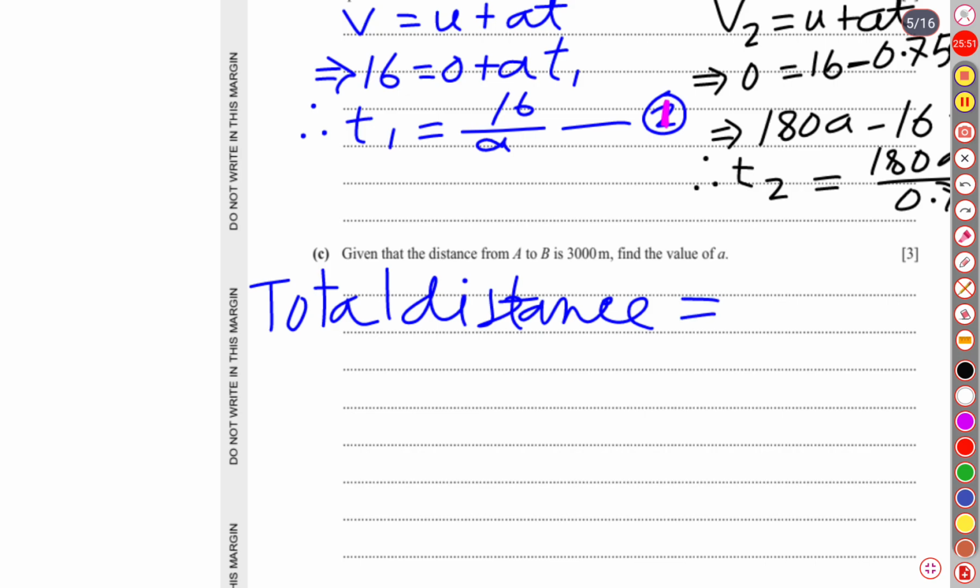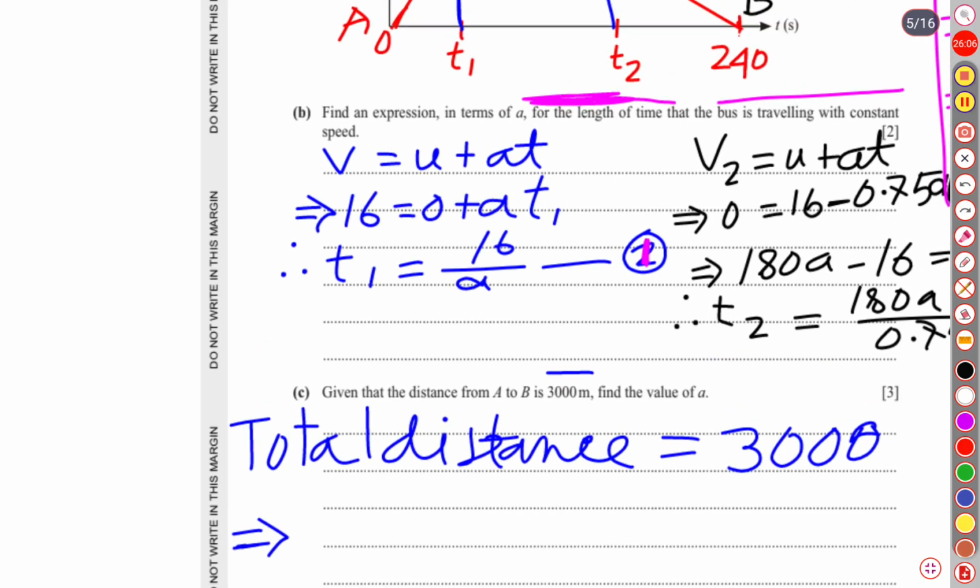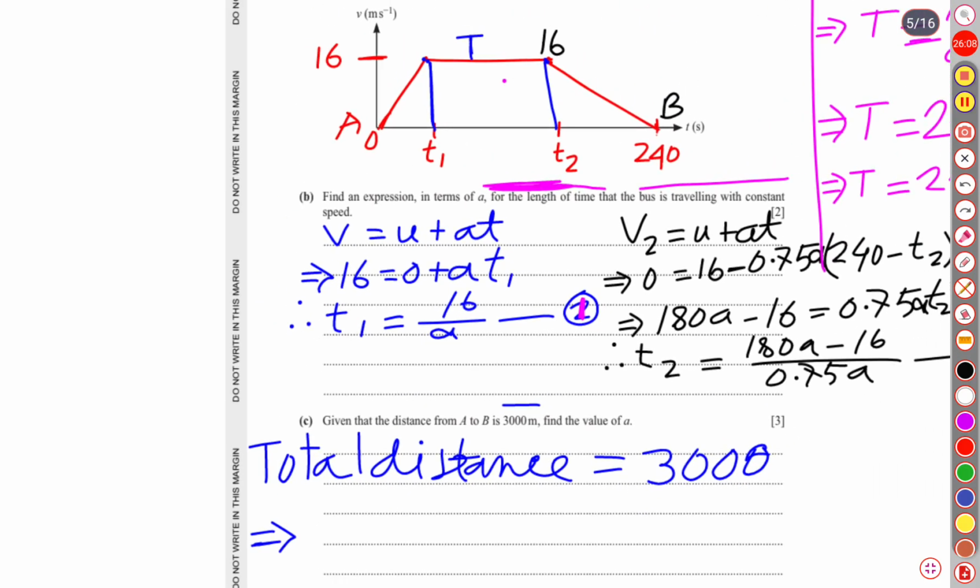How much is the total distance? It is 3000 meters, so we will write the 3000 meters. The total distance is the area of the region which has been traveled by the bus. So let us find the area. This is nothing but a trapezium.